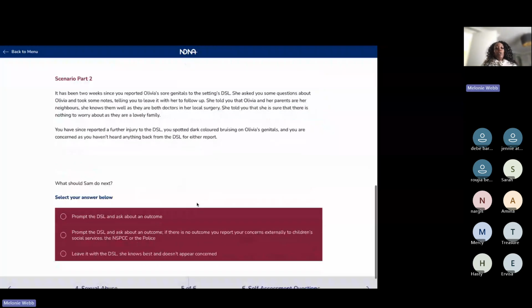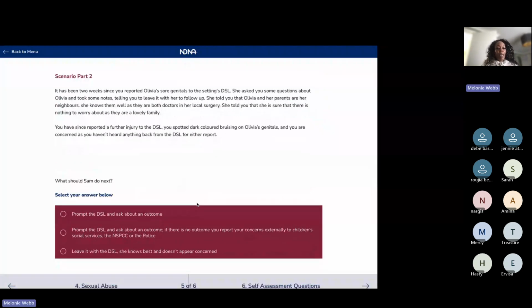So, would you prompt the DSL and ask about an outcome? Prompt the DSL, ask about an outcome, and if there is no outcome, report your concerns externally, whether that's to social services, MASH, NSPCC, police, or leave it with the DSL because she knows best. She's not concerned. 1, 2, or 3. Follow safeguarding procedures. 2.